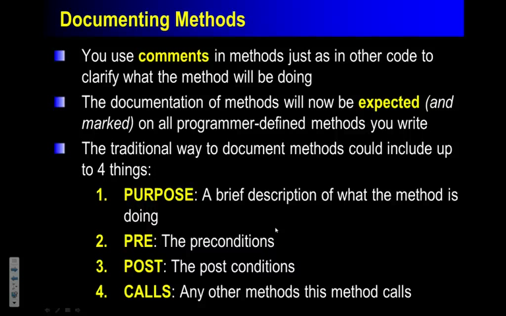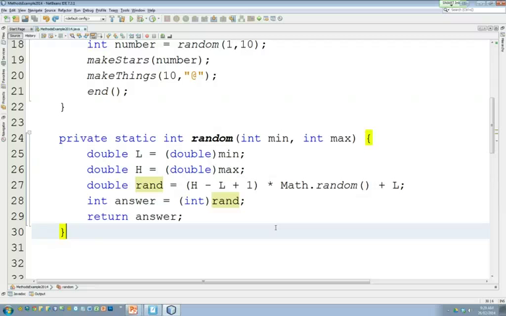And the traditional way is to use these four things. A purpose, describe what the method does. Preconditions, those are the inputs to the method, or the parameters. Postconditions, which are the outputs of the method, or what it returns. And does this method rely on any other methods? Does this method call any other methods? And here's where I'm going to sort of stop for a second. We're going to throw one more quick example up there.